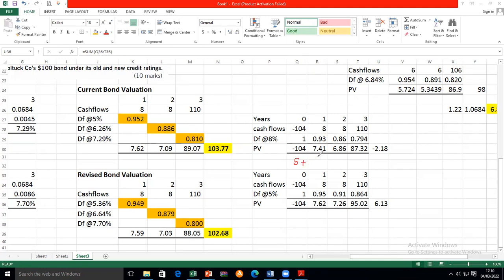Five plus 6.13 over 6.13 plus 2.18, multiplied by 8 minus 5. So what is the answer there?